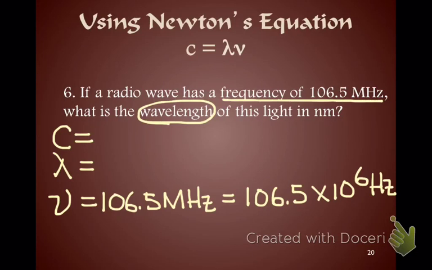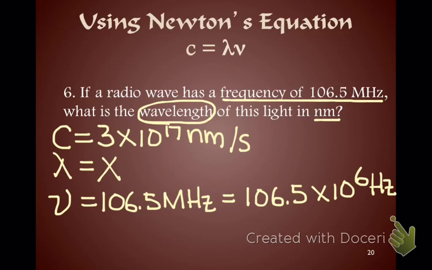We're asked to find the wavelength. Wavelength is lambda. That is our unknown. And C is not given. Well, C is the speed of light, and the speed of light is constant. Since the question says, what is the wavelength in nanometers, we'll choose the speed of light that has nanometers in it. So that is 3 times 10 to the 17th nanometers per second.